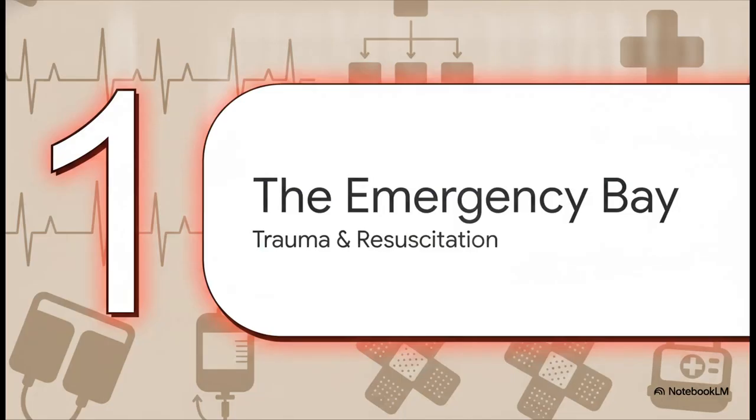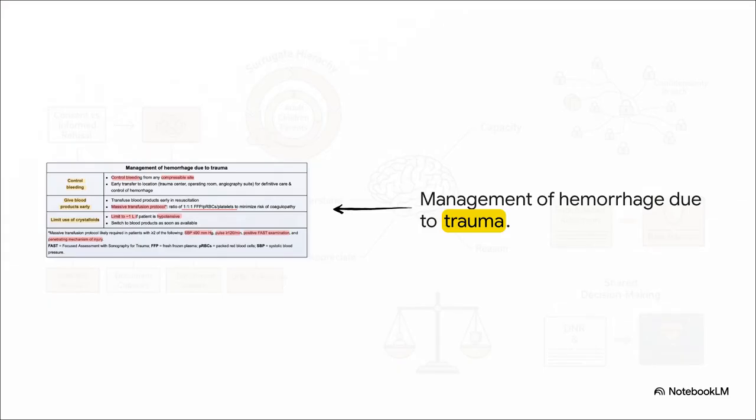All right, shift number 1, the emergency bay, trauma and resuscitation. Okay, picture a trauma patient rolling in with hemorrhagic shock. Your first move, limit crystalloids to about 1 liter max. Why? Because you absolutely want to avoid dilutional coagulopathy. You've got to switch to blood products early.